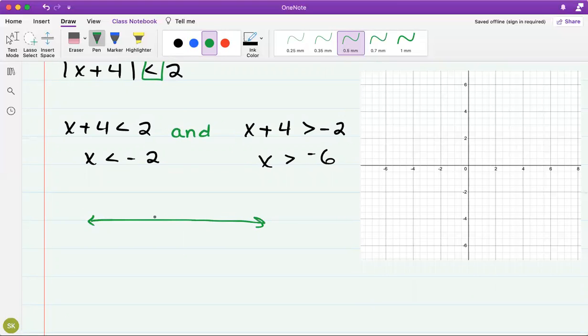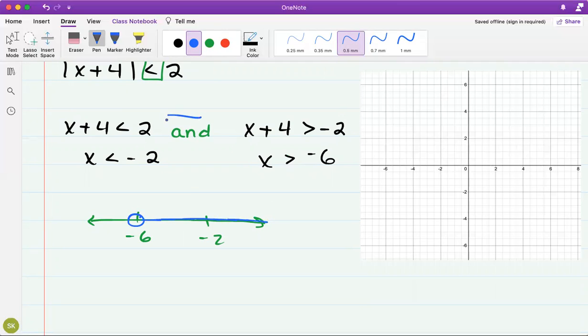We have two important numbers here. -6 is on this side of -2. Put 0 down here if you want to. And then we have x is greater than -6. So I'm going to put this one like this.